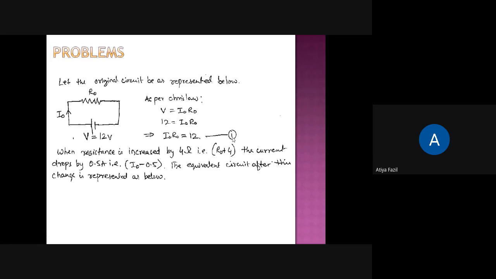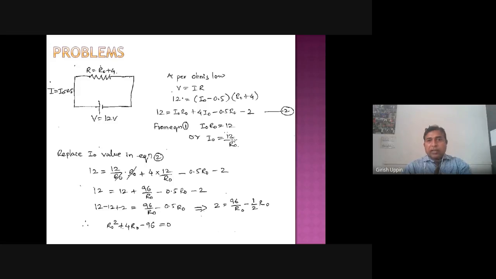Yes, sir. Okay. Now, in the next circuit diagram, what happens? The new value of the resistance is R naught plus 4, and R naught plus 4 is connected to 12 volt. When the original resistance is increased by 4 ohms, the current will reduce by 0.5. So the new resistance R is equal to R naught plus 4, and the new current I is equal to I naught minus 0.5.